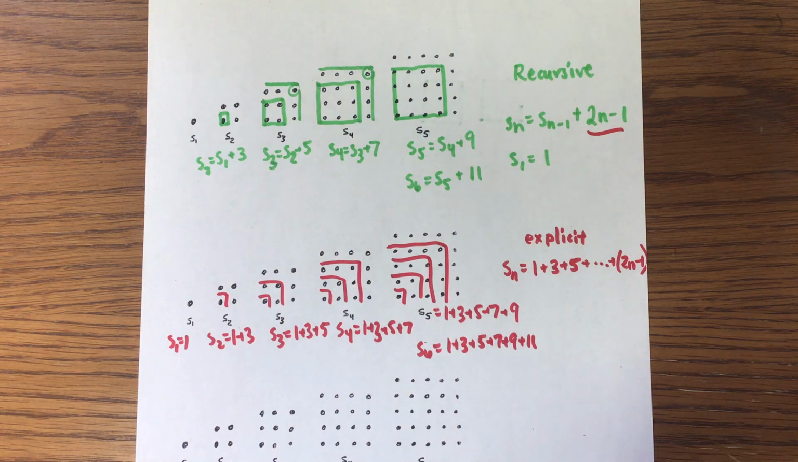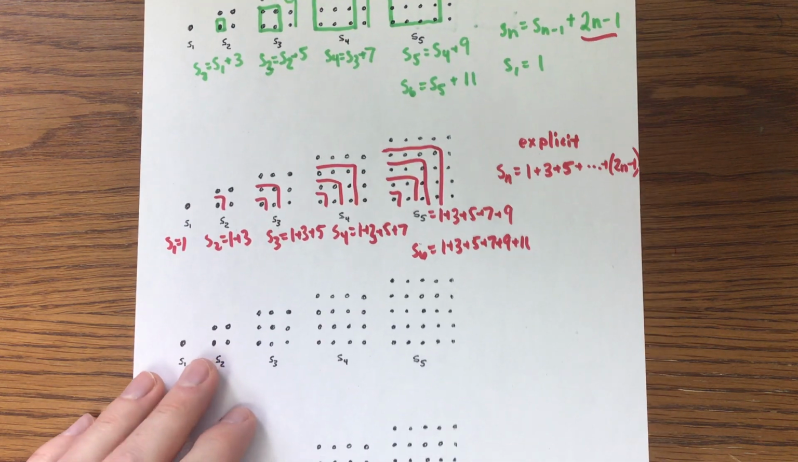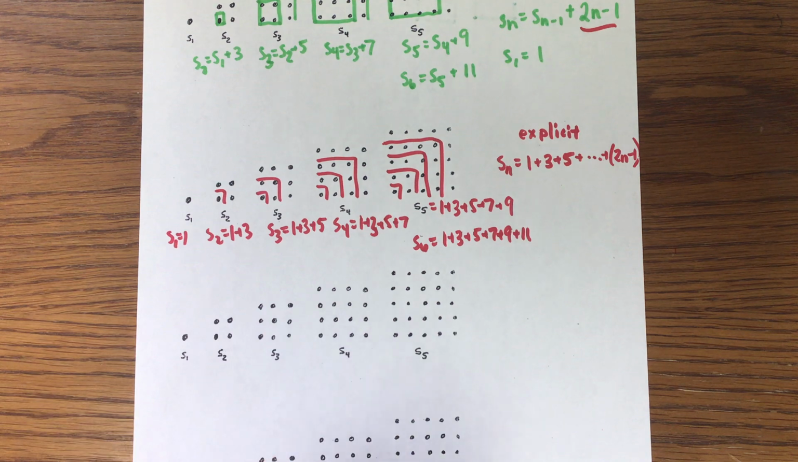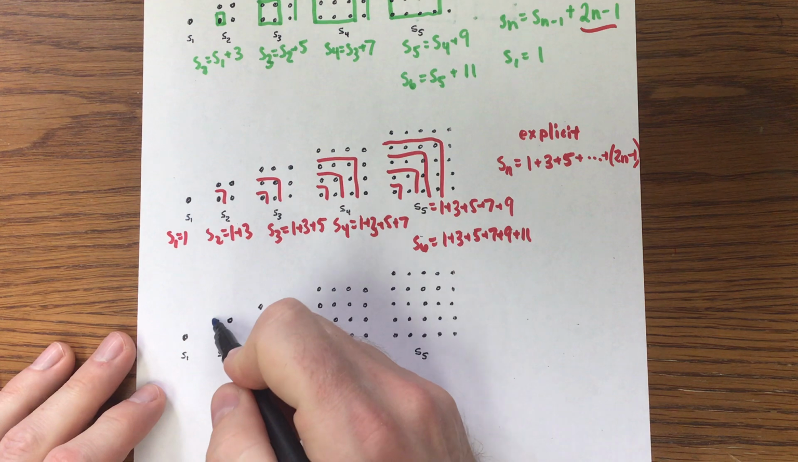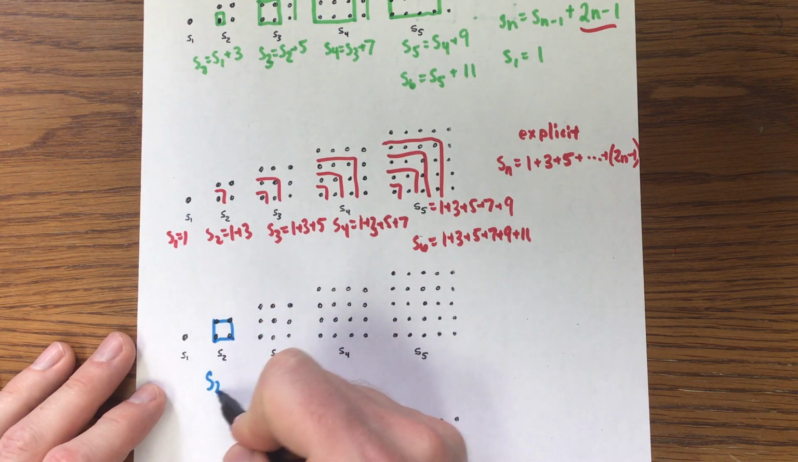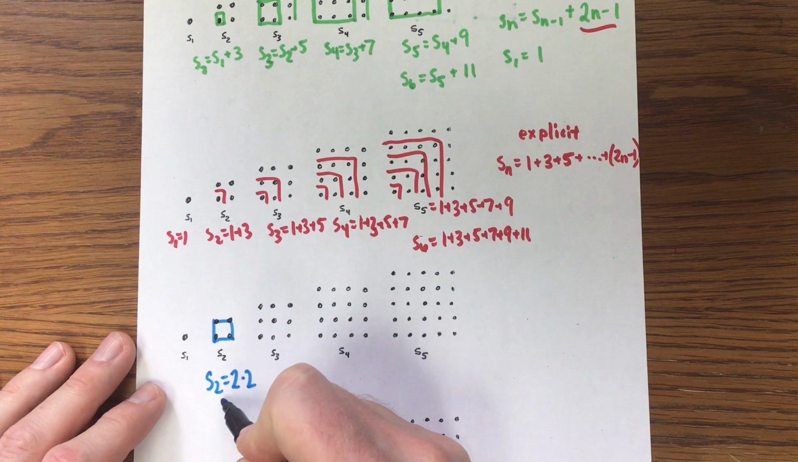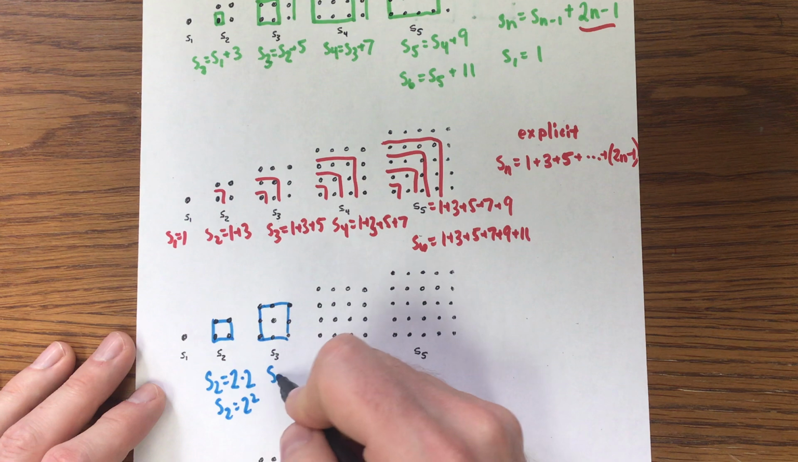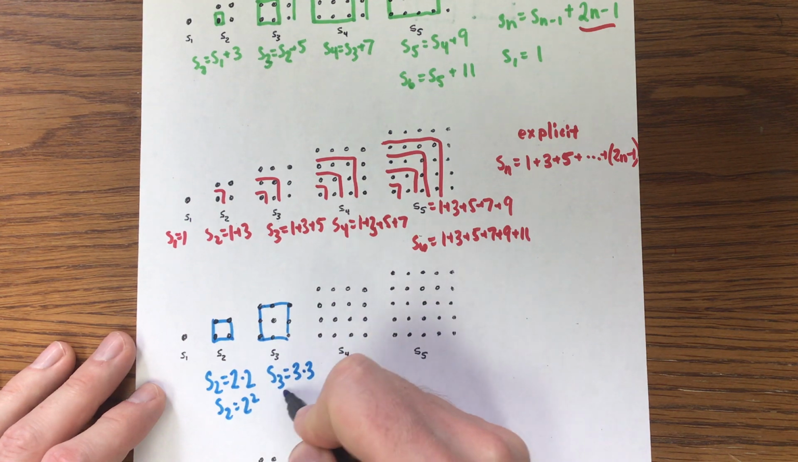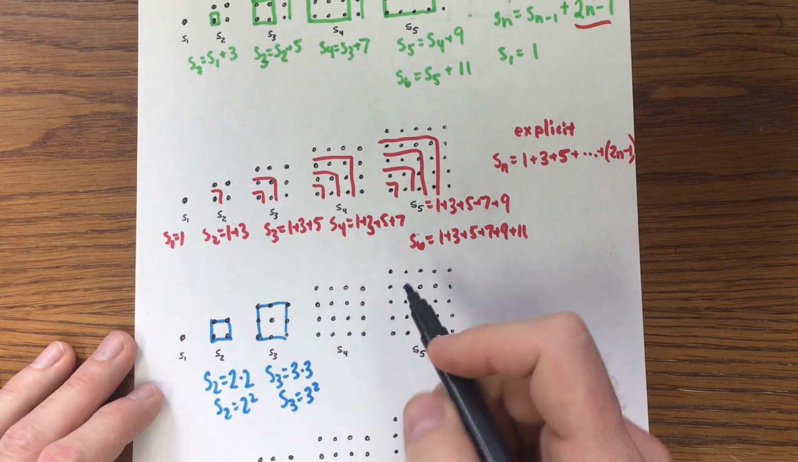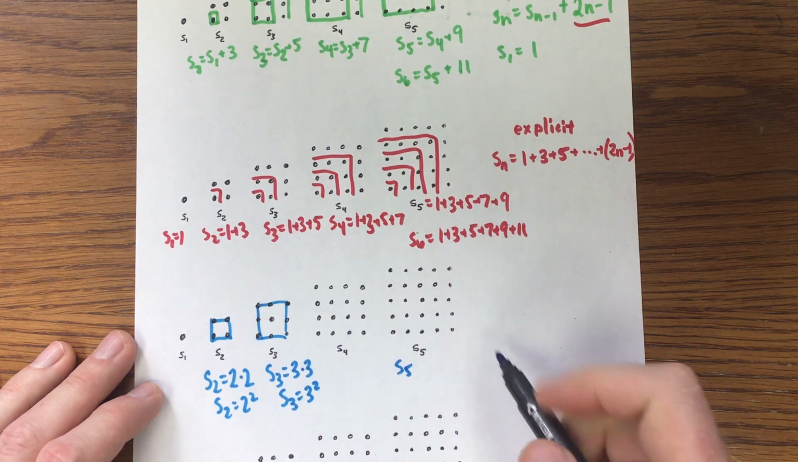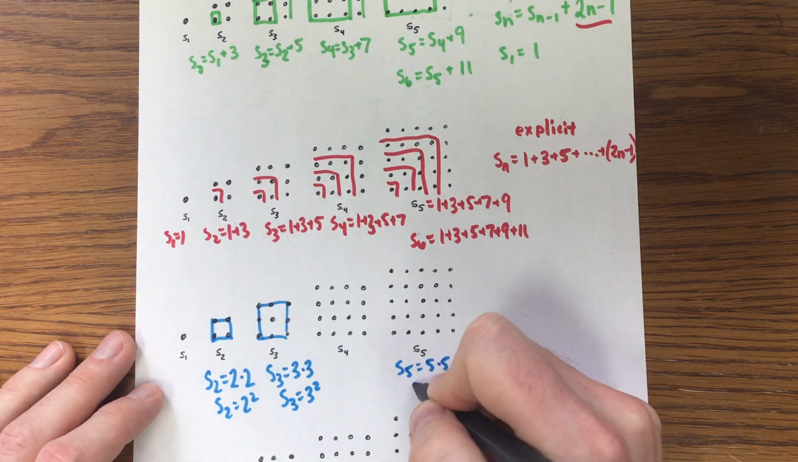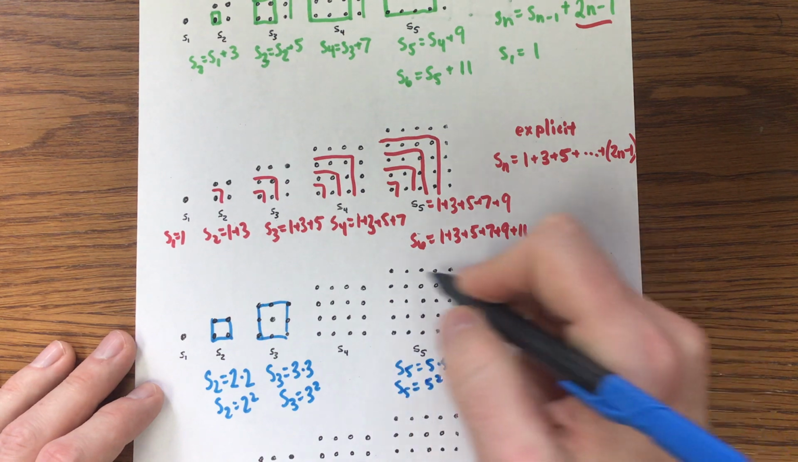My favorite explicit formula for the square numbers is using the area model for multiplication. And this square is a special kind of rectangle. The area of a rectangle is length times width. And so I could think of this as a 2 by 2 array, and S2 is 2 times 2, or 2 squared. S3, I could think of that as a 3 by 3 array, so 3 times 3, or 3 squared. S5 would be a 5 by 5 array, or 5 squared.